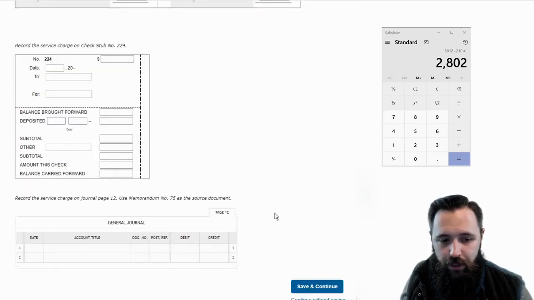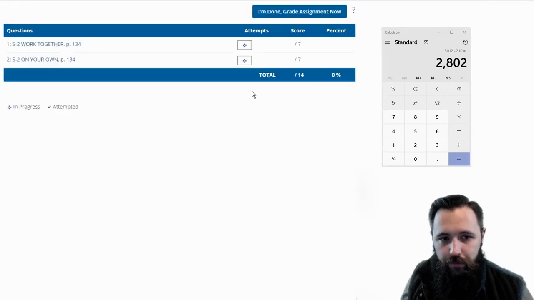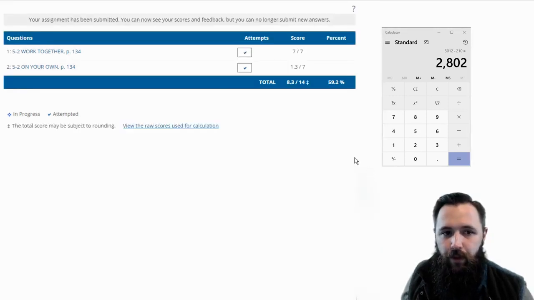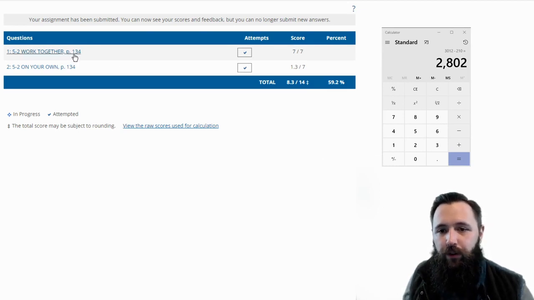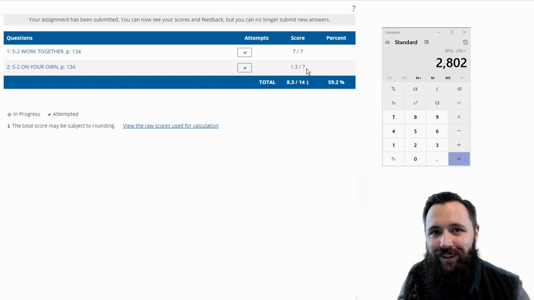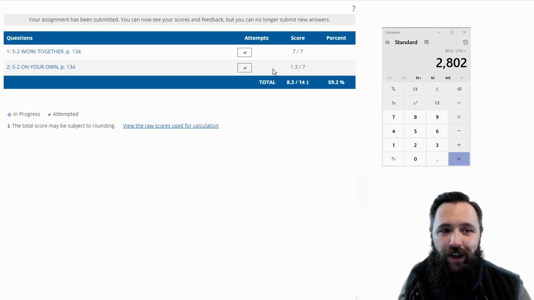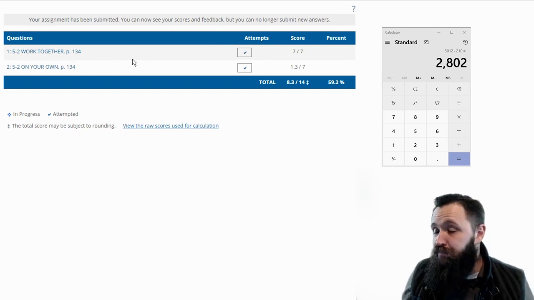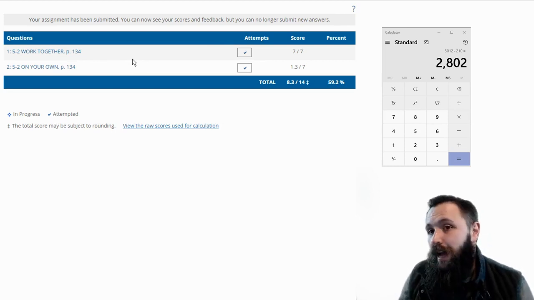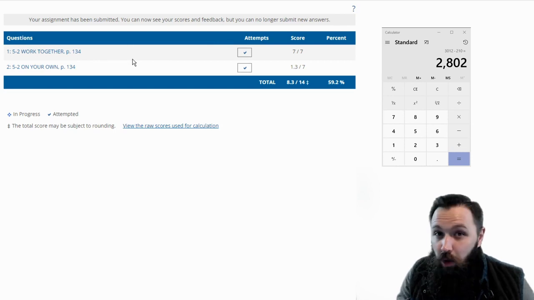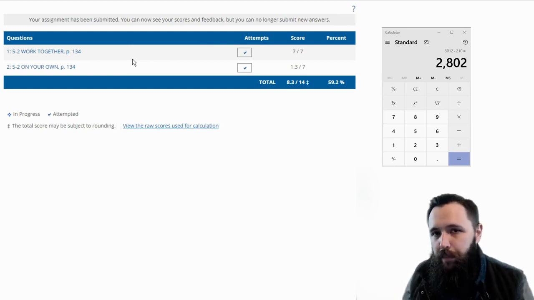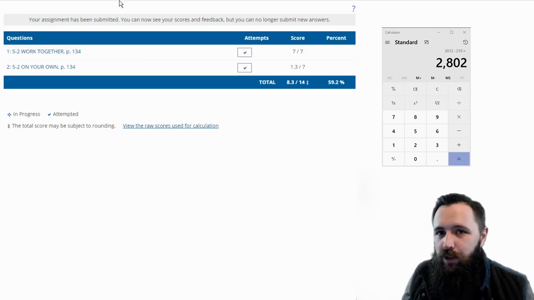And we'll save and continue here as well so we can grade it. And there we are. We got a 7 out of 7 on the work together that we were doing here. Looks like it gives you some points on the other one for free. But here on the work together, we had 7 out of 7. A lot of steps. You kind of have to think through it as you're going through. But practice makes perfect on something like this. Just need to think through each step, and then it eventually becomes normal.